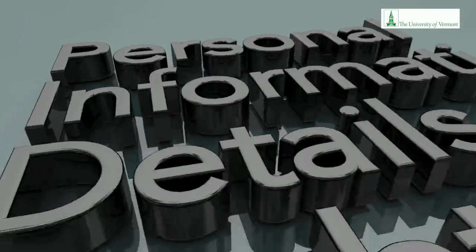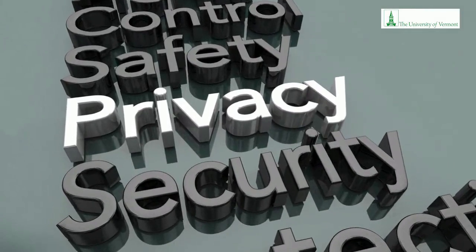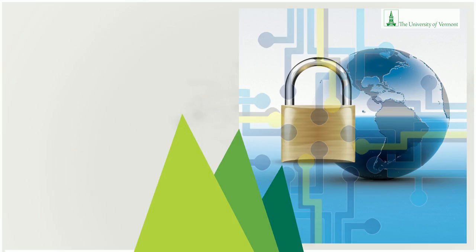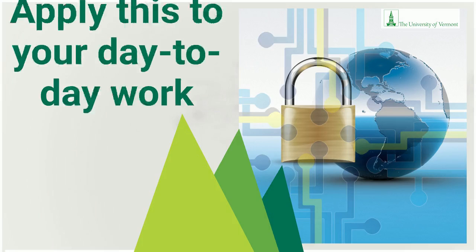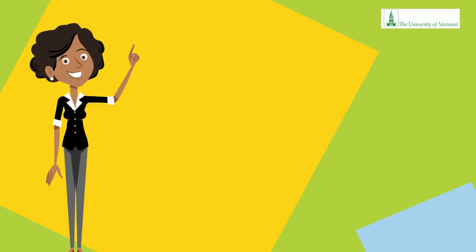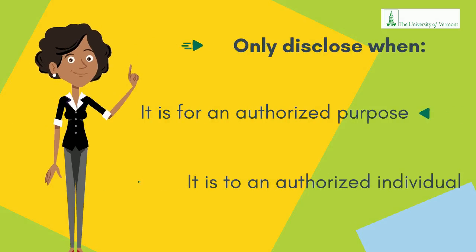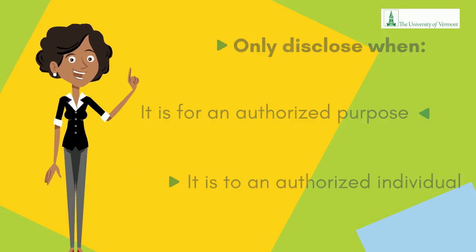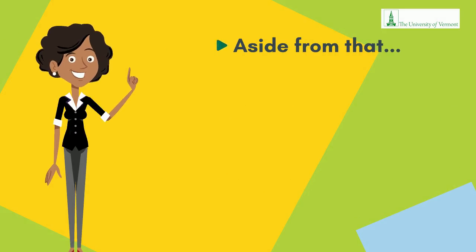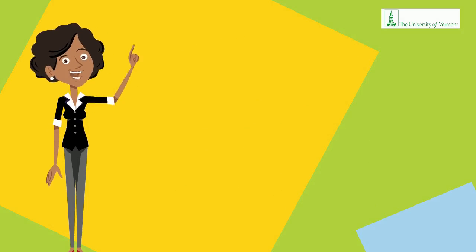Under HIPAA, the main sections that apply to confidentiality are the privacy and the security rules. The privacy rule specifies when protected health information can be disclosed. We should all be applying this in our day-to-day work. Disclosure of NPPD should only be done when and if it's for an authorized purpose and to an authorized individual. Aside from that, you should never be disclosing NPPD unless the employee or student, or in the case of non-personal NPPD, the entity that owns the data, has consented to the disclosure.